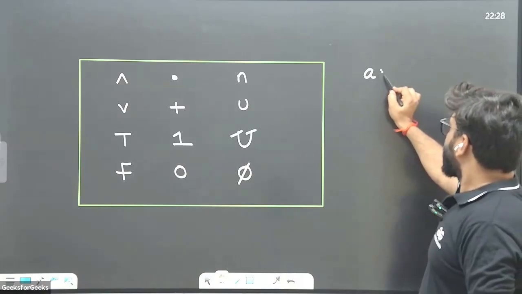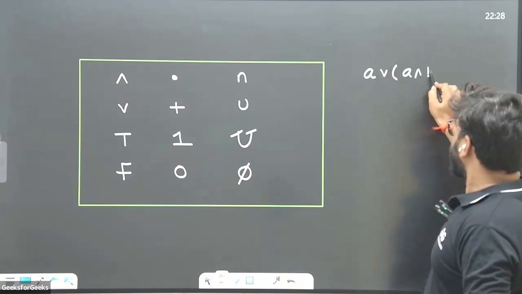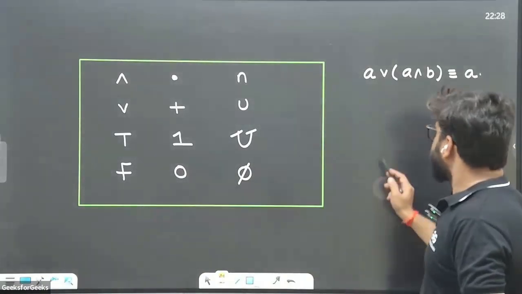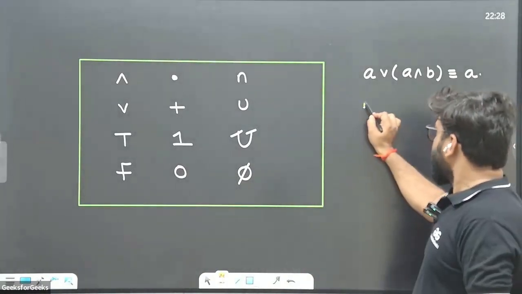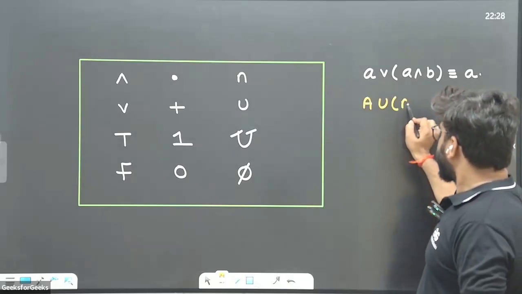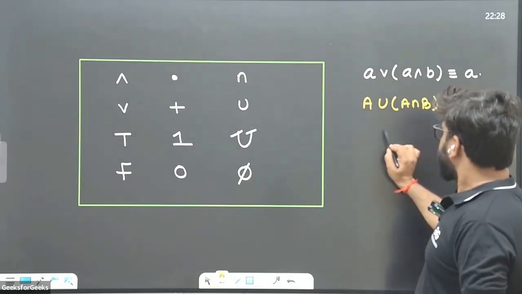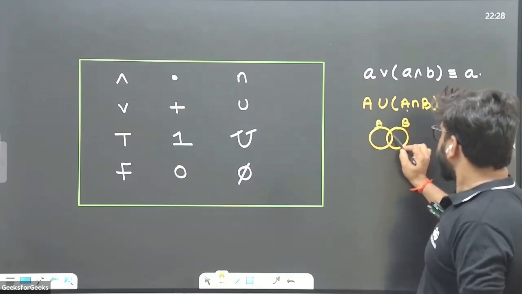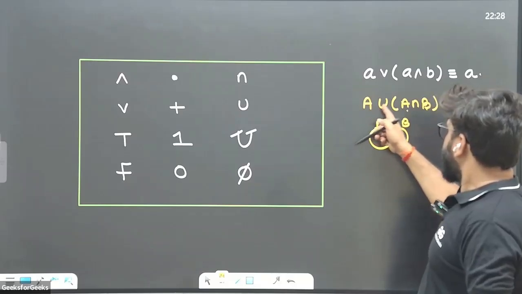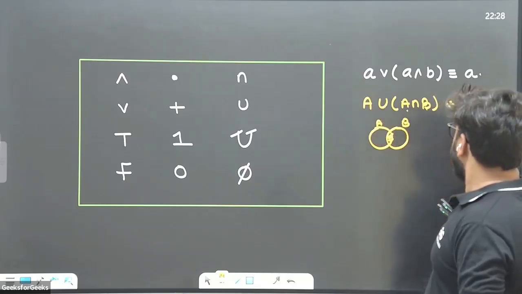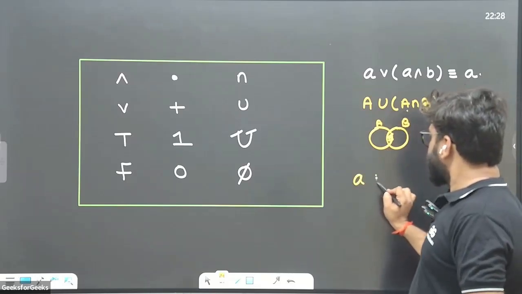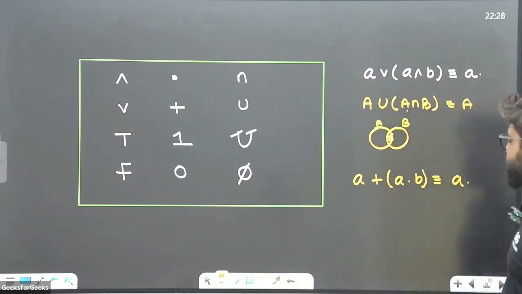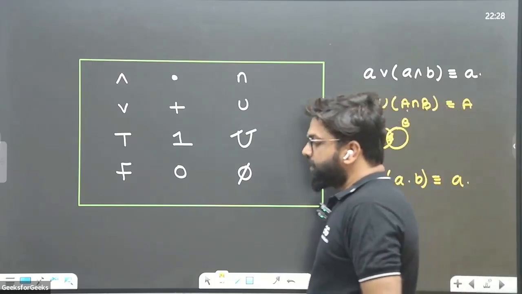Suppose I have the absorption law, A OR (A AND B), this is the absorption law, I can easily write it as A. Suppose I want to make this theorem into set theory, I will write A union (A intersection B). Suppose this is A, this is B, A intersection B you will get this part, right? So A union (A intersection B), what will you get? You will get A. If you use this in Boolean algebra, A plus A dot B, again the answer you will get is A. So that's how you can use it.